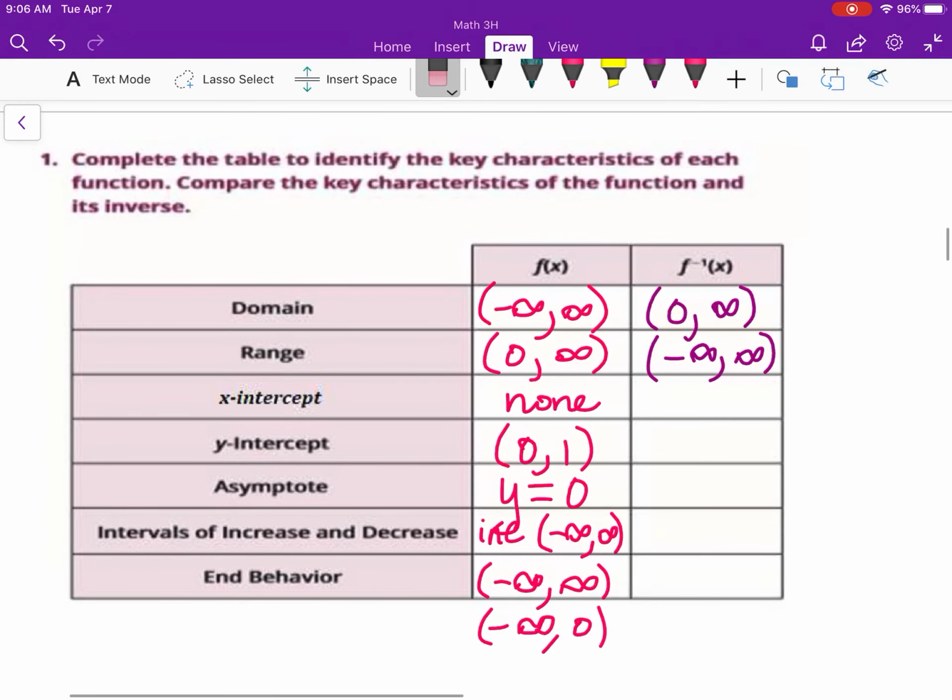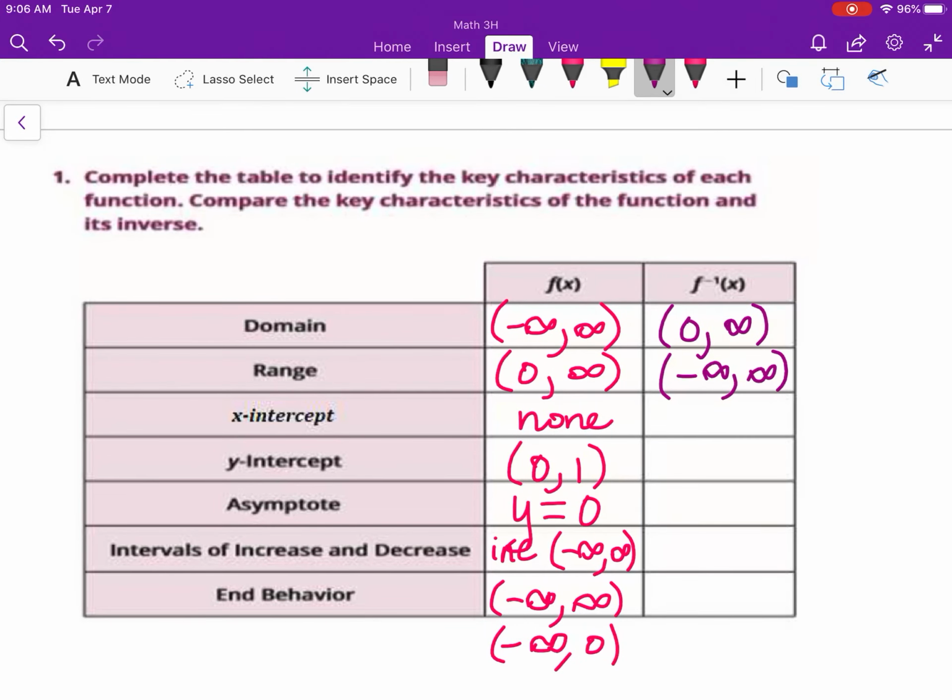So if I go back to the table, hopefully I'm not making you dizzy. So here, this is 1, 0. Notice the flip. Y-intercepts, there aren't any, because the y-axis is now an asymptote, x equals 0. This is still an increasing function from negative infinity to infinity. It still does have an increase, comes from the bottom and goes up.